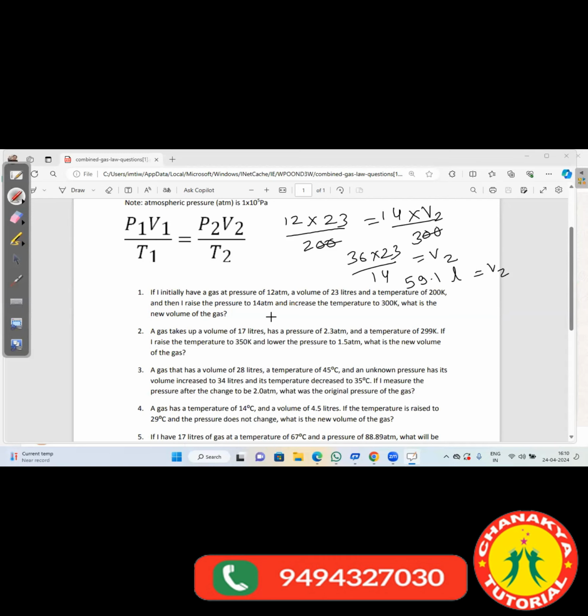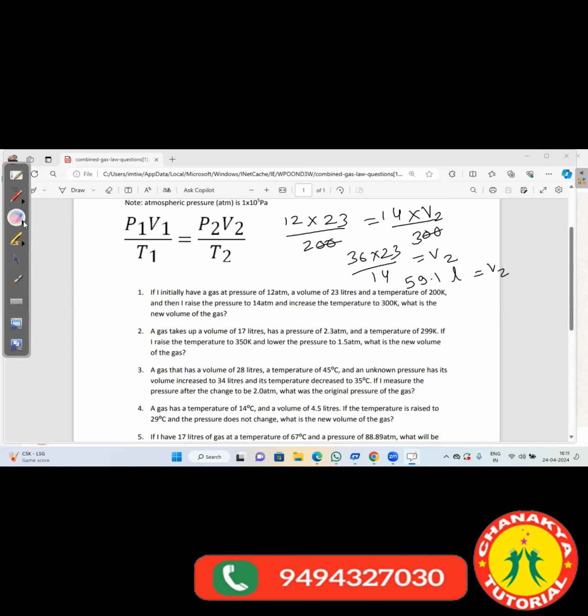So initially the temperature was 200 Kelvin, we increased it to 300 Kelvin, and we also changed the pressure, and still there is a change in volume. 59.1 is the new volume. Now the second one: a gas takes up a volume of 17 liters, has a pressure of 2.3 atmosphere and a temperature of 299 Kelvin. If I raise the temperature to 350 Kelvin and lower the pressure to 1.5 atmosphere, what is the new volume of the gas?